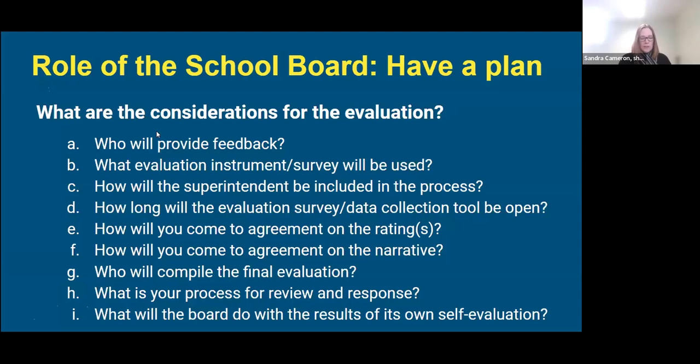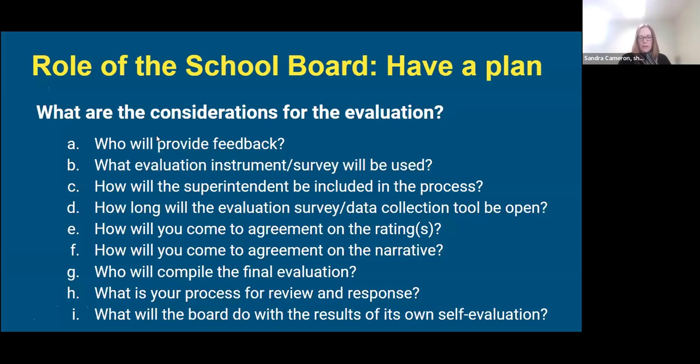Only those with the closest connection to the work of the superintendent should be asked to provide feedback in this process. We'll talk a little bit later about strategies for collecting feedback from others. The nationally recognized professional standards for educational leaders are well known and well respected. The VSBA's evaluation rubric is based on these standards.